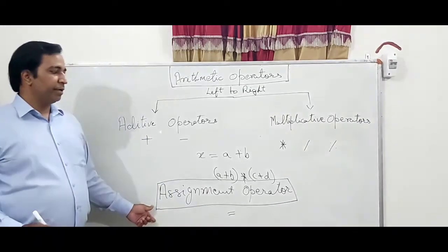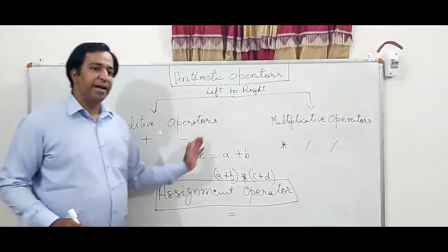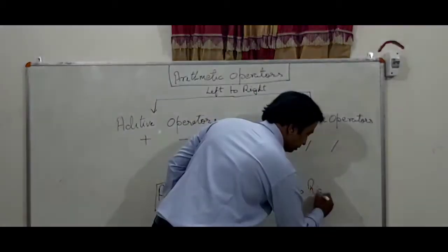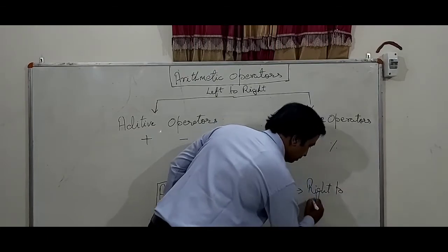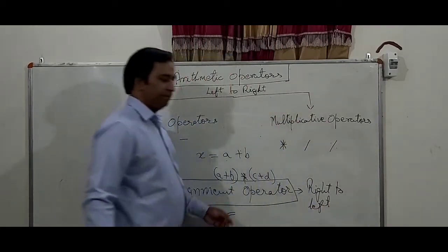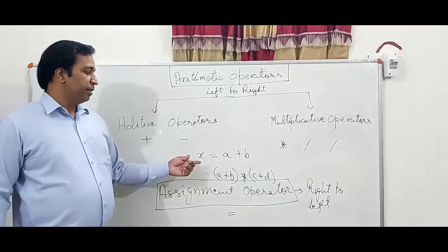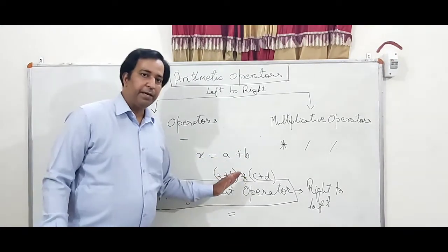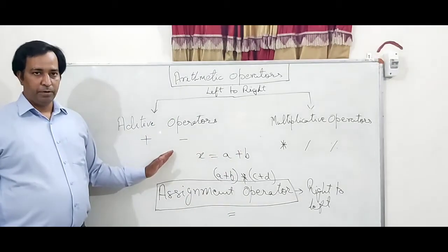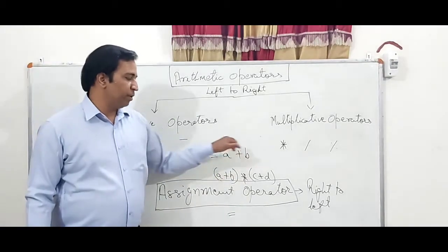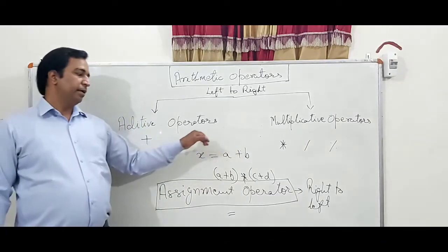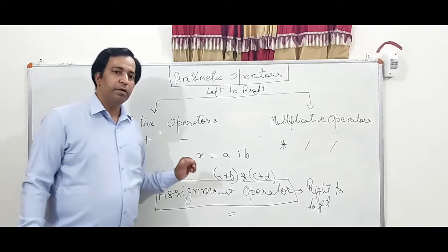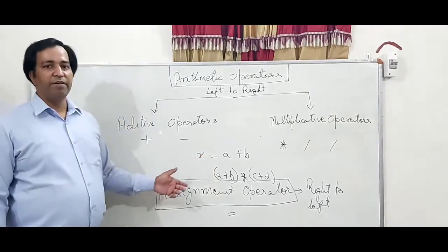Now the assignment operator has associativity right to left. That means in this case, the right side will be processed first and then the left side. So the right side will be processed and the result will be stored in x. These concepts are very important.